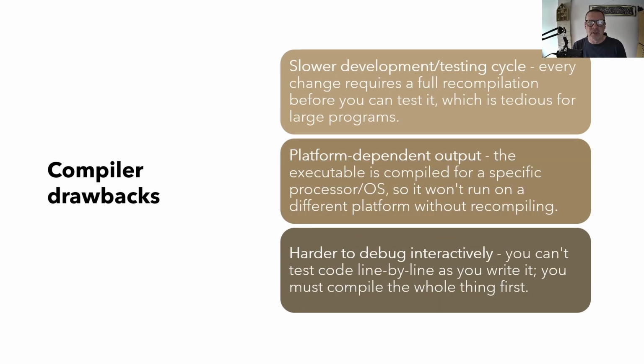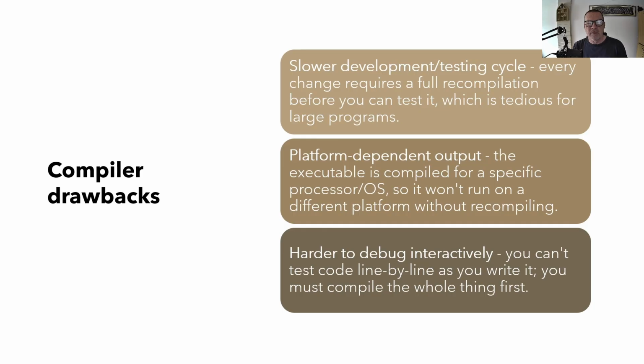The drawbacks of using a compiler, though, are it does slow the development testing cycle. Every single change you make to your code requires a full recompilation before you can test it again. And for large programs, that can be quite tedious.